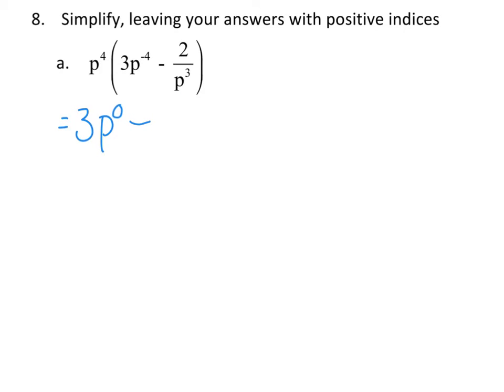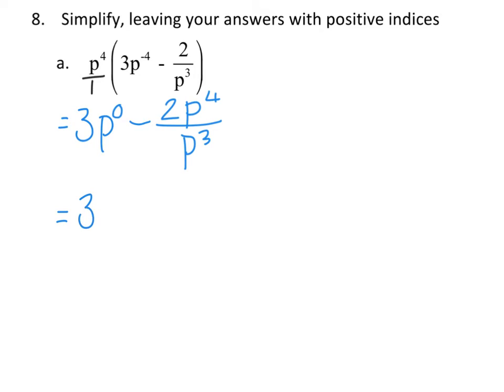To make that a little bit easier, we'll put this over 1. Multiplying together, we have the two numerators, p to the power of 4 times 2, which is 2p to the power of 4. And on the denominator, we have the 1 times p cubed, which is p cubed. On our next line of working, we can start to simplify. The first thing we should realise is that p to the power of 0, or anything to the power of 0 for that matter, is 1.